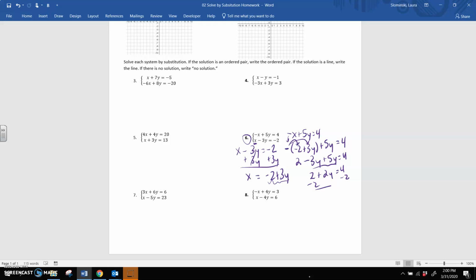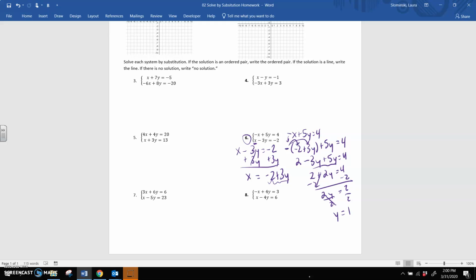Minus 2, 2y equals 2, and divide by 2. So my y value is going to equal 1. Now you can see I'm running out of room, so I'm just going to go up to the top. You might need to do some of these on a separate piece of paper.